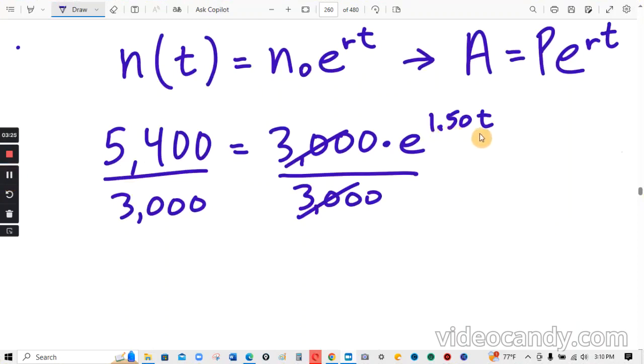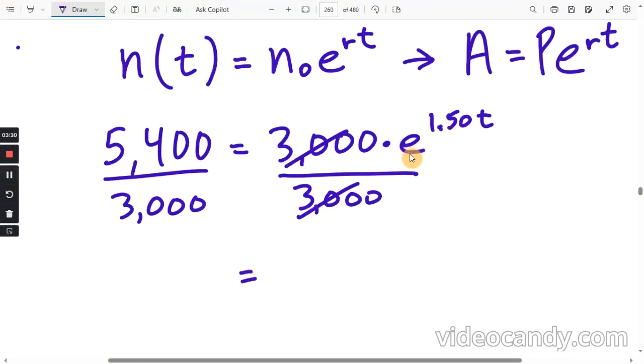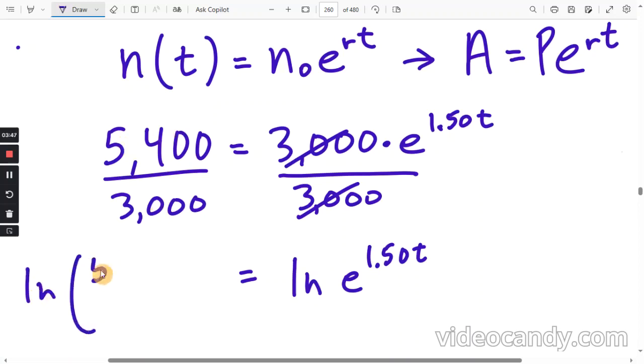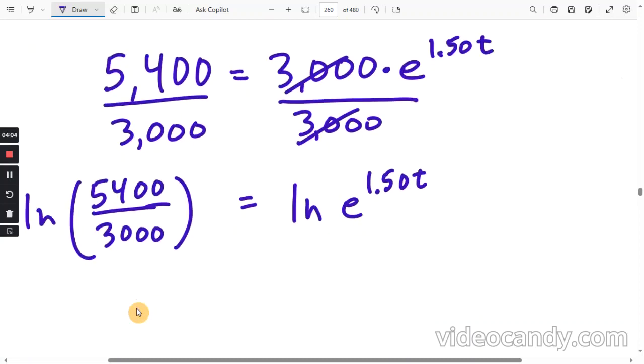All right, we want to isolate this exponent. The exponent has a base of e. So which of the logs is base e? Well, log base e is the same as the natural log. Okay, so I'm going to do the natural log of e to the 1.50t. And I'm going to do the natural log of 5,400 divided by 3,000. All right. I suppose you can do a decimal here if you like, but if it's a repeating decimal, you don't want to do that. Okay, you leave it as a fraction if it's repeating.